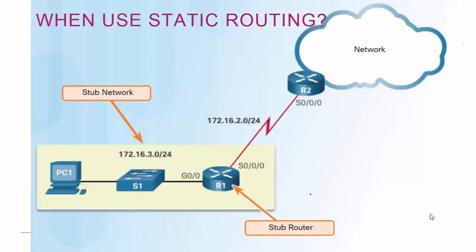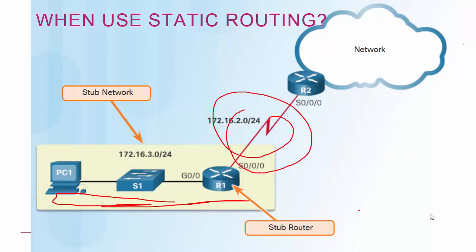A perfect example of when to use static routing is when we have what is called a stub network. A stub network is when we have a router that is connected to one internal network, like this one here, and it only has one connection to one external network, like this one here. So what this router needs to know is that it has this internal network right here, and whenever it's going to send something from this network, it's going to send it out this interface.